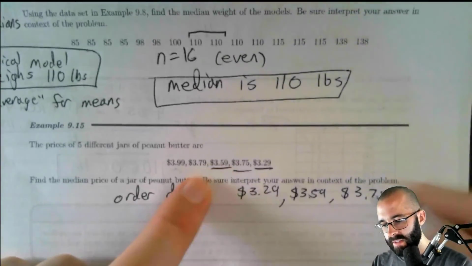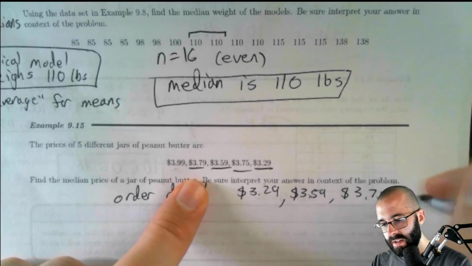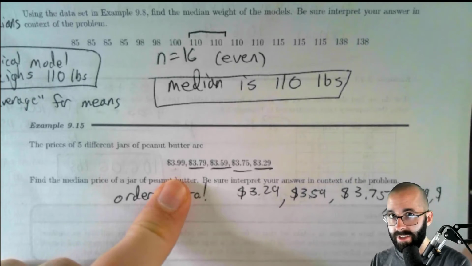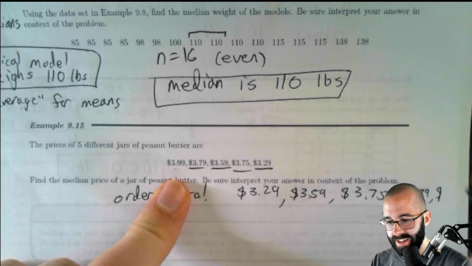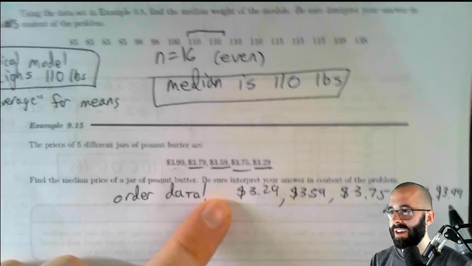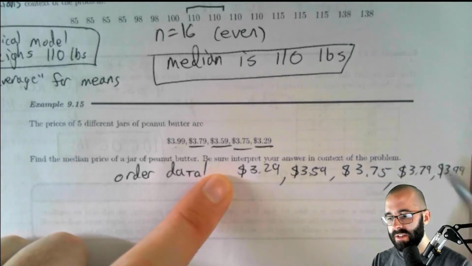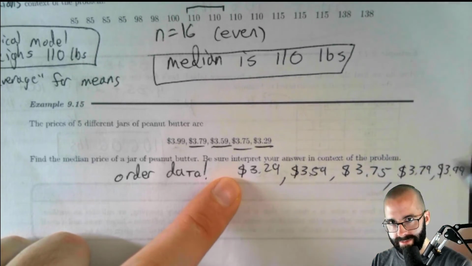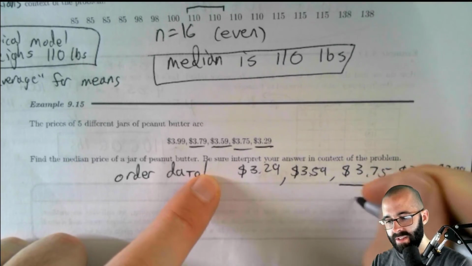Make sure you can see. 379. And last but not least, in fact, it's last but most. All right, that's terrible. 399. So we ordered them from smallest to largest. And now since there's an odd number, the median is just the one in the middle.